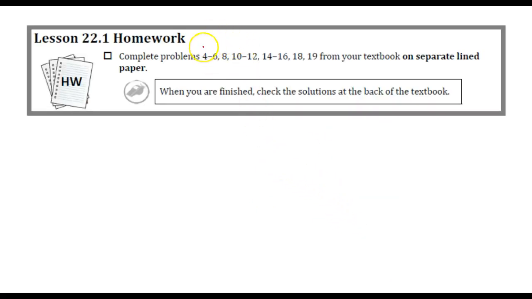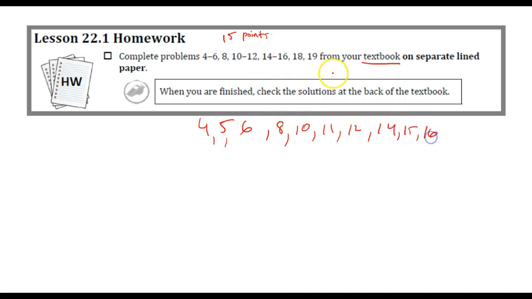Oh, and now we're up to the homework. This is one of several assignments that will count for 15 points, so make sure you're doing that. It's from your textbook. Numbers 4, 5, and 6. Number 8, 10, 11, and 12, 14, 15, and 16, and 18 and 19. Okay, make sure you do that. If you need support, please come to the center. Ask any one of our staff members to help you out through this. Remember, it does count for 15 points, so make sure you do your homework. It helps with the practice. All right, we'll see you on the next video.